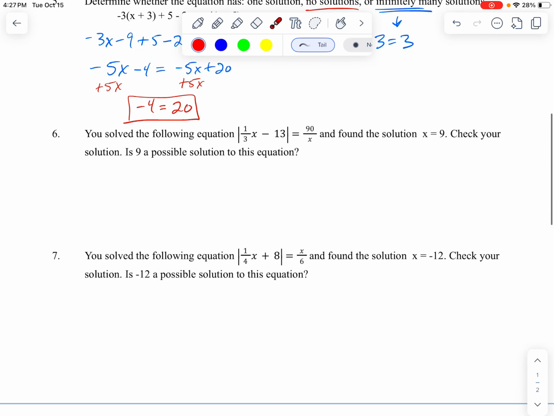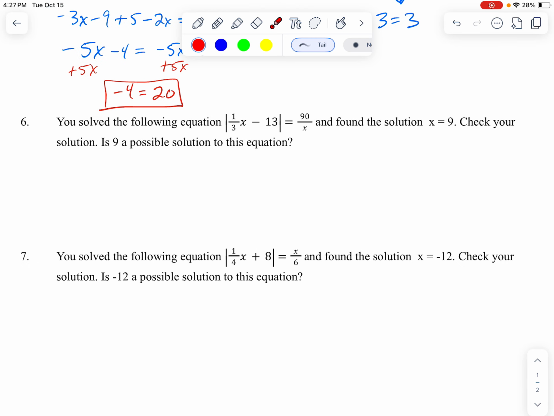All right, moving on. Number 6, you solved the following equation and found the solution of x equals 9. Check your solution and determine if 9 is a possible solution to this equation. So remember, when we check our solution, we take that x value and we plug it in to our equation wherever there is an x, and we see if it gives us a true statement. So if it gives us an untrue statement, then that is not a solution to our equation. So I'm just going to copy this down exactly like it is, but instead of x, I'm going to put 9. And let's see what we get.